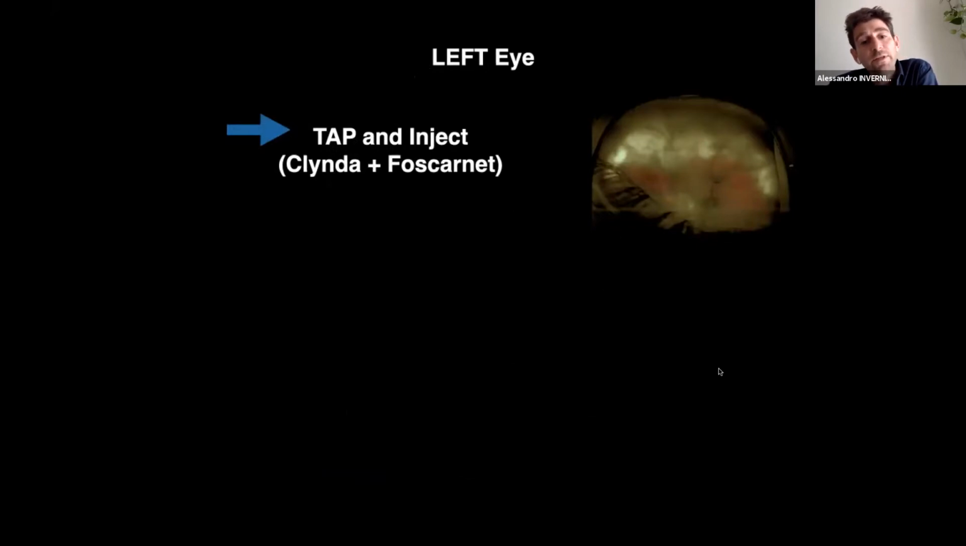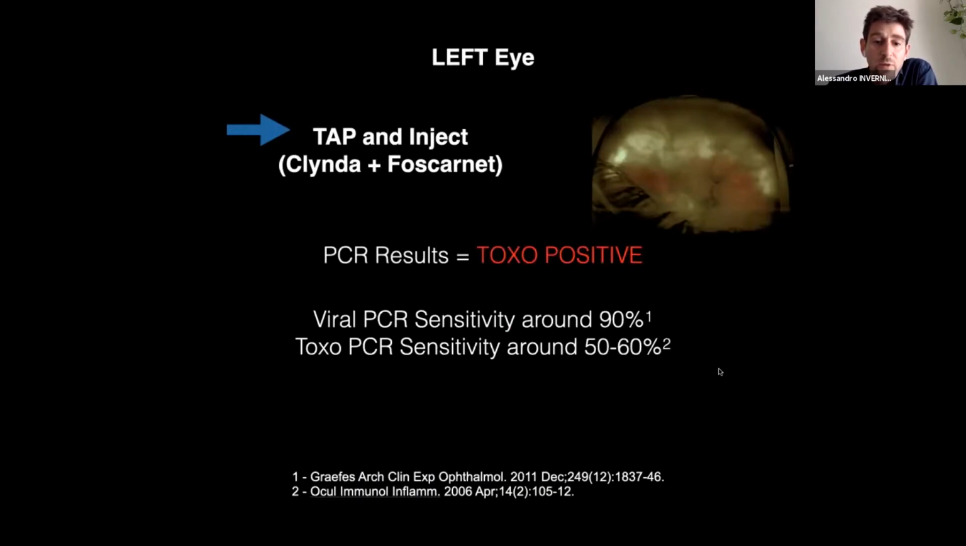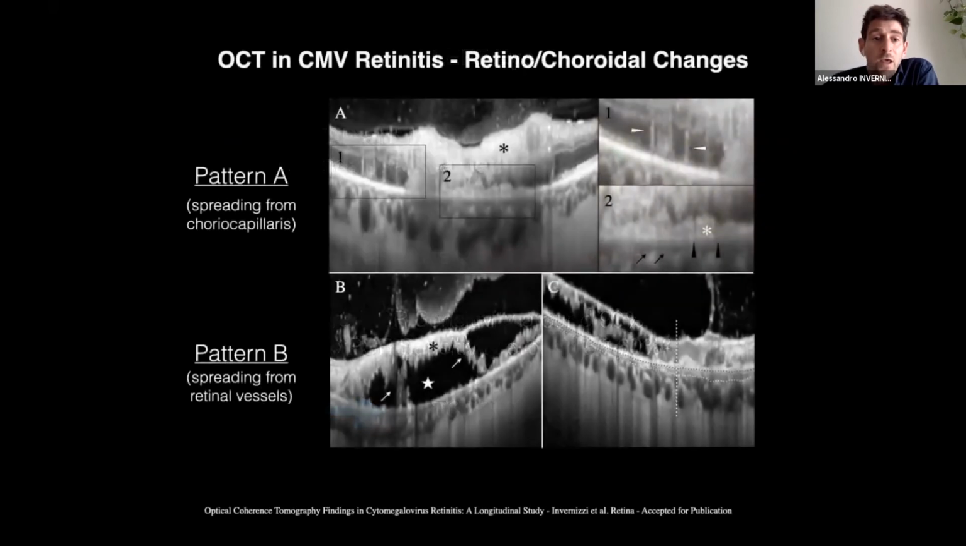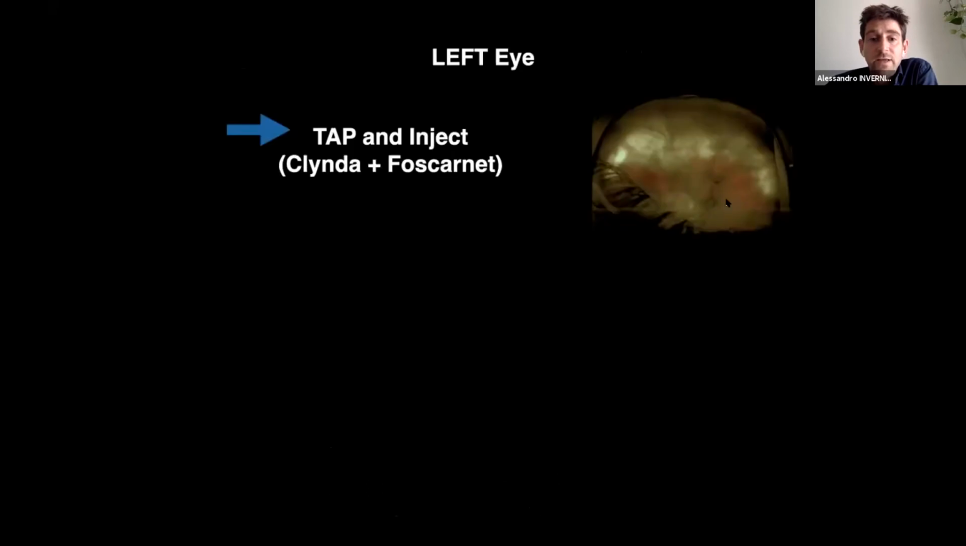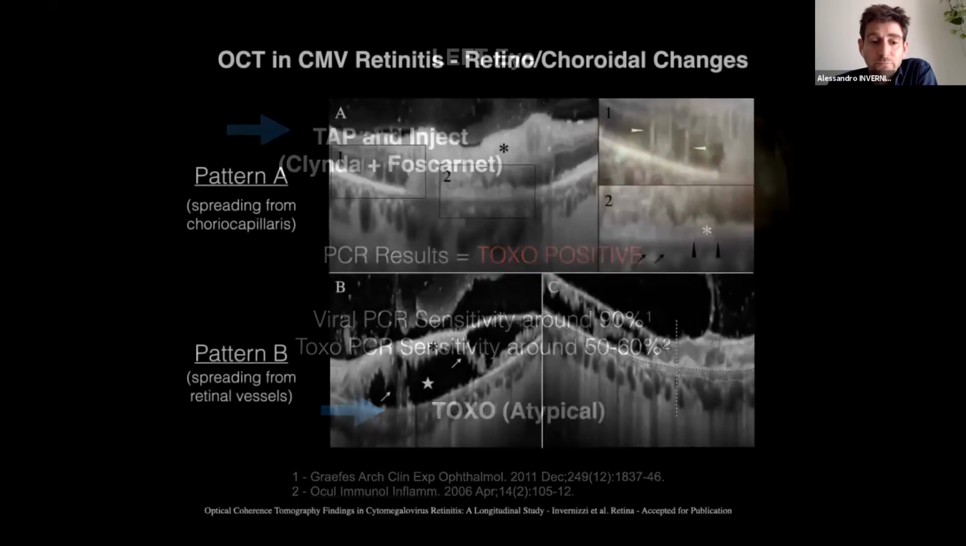And in fact, we performed a tap and inject, and we found out that the toxo was positive. We remember that viral sensitivity is around 90, while toxo sensitivity is around 50 to 60. So it's a toxo, and it's atypical, of course, in the appearance. But we can say that definitely the OCT was already pointing us towards the correct diagnosis.